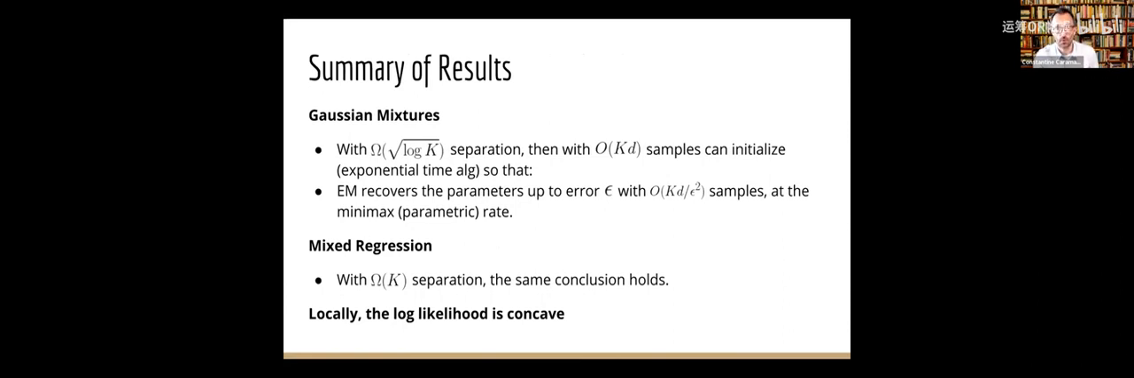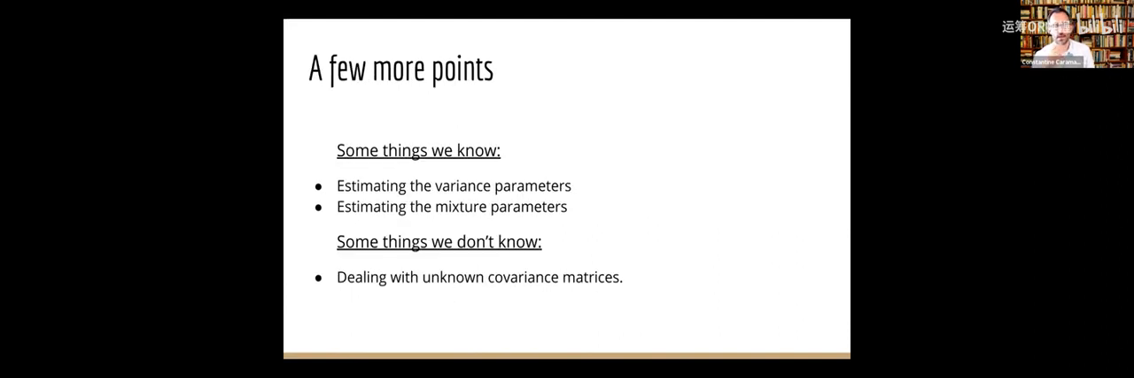As a summary, we show that for Gaussian mixtures, we get this root log k separation with the information theoretic optimal number of samples and also the minimax rate. For mixed regression, similar results hold. We get the minimax rate. We require order k separation, which again is my best guess as to what the threshold is, but we don't have a proof of that. And in parallel, essentially for free, we also get that the likelihood is concave, which means that you don't have to use EM. You could use any first order algorithm that you like.